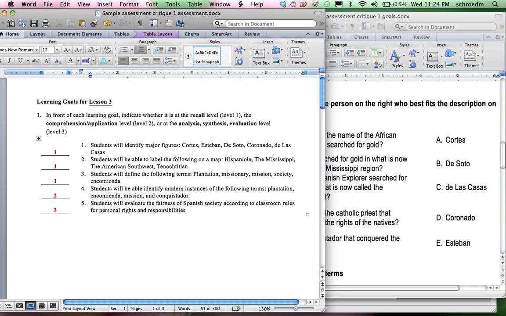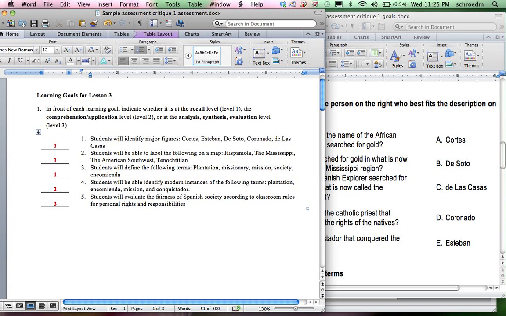Now 4, which is identifying modern instances of the following terms: plantation, encomienda, mission, and conquistador. Those are level 2, because I am really applying my understanding of these terms and interpreting modern instances. You could also make a case that it's a level 3, but because it could be a level 2, we go with the lower of the two. And then finally, students will evaluate the fairness of Spanish society according to classroom rules for personal rights and responsibilities. That is a level 3, because the evaluate is right in there. And I actually have a handout with more verbs that are a little bit better and a little more specific that you can use in the future.